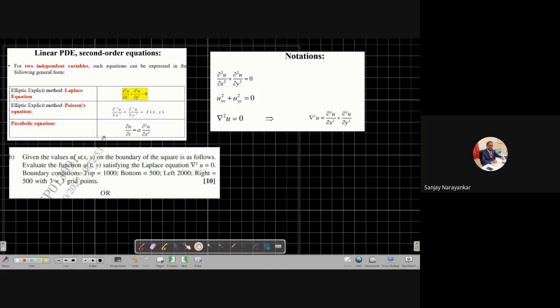In an examination, generally, they will not mention it like a Laplace equation. Here it is mentioned, right? You can see that it is mentioned as a Laplace equation. Can you follow the cursor? Is it visible to all of you? I think now it's visible, right?